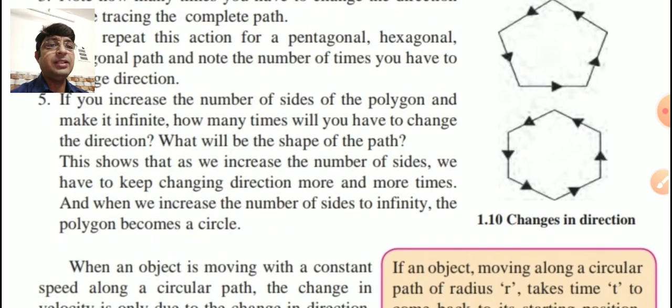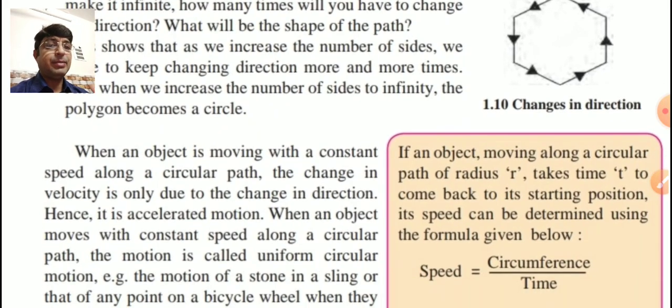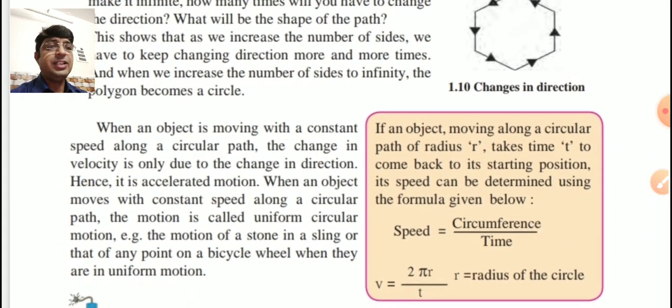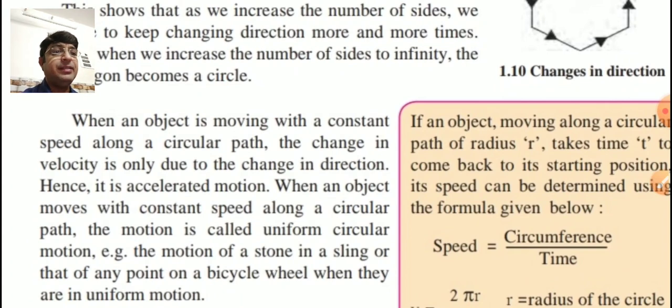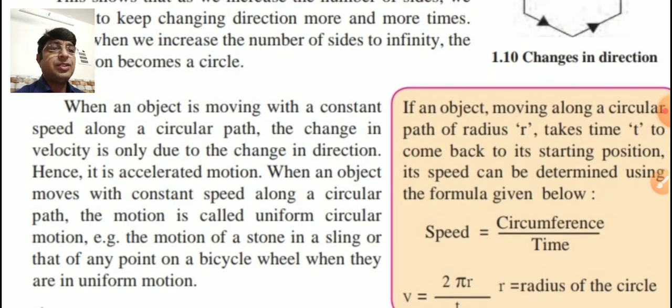This shows that as we increase the number of sides, we have to keep changing direction more and more times. And when we increase the number of sides to infinity, the polygon becomes a circle. Remember this. When an object is moving with a constant speed, the change in the velocity is only due to change in direction, because the object is moving on a circular path. Hence it is an accelerated motion.